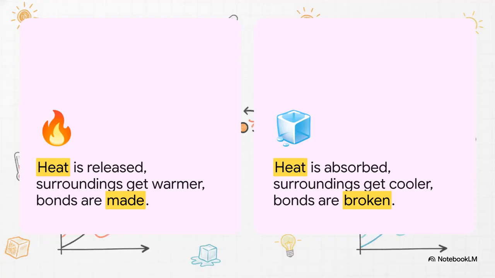So the crucial point is really seeing these two concepts side by side. It reveals this perfect symmetry. On the left side, in an exothermic process, heat is released, the surroundings get warmer, and molecular bonds are made. Over on the right side, in an endothermic process, heat is absorbed, the surroundings get cooler, and molecular bonds are broken. Getting a firm grip on this dichotomy is the true foundation of chemical energy.